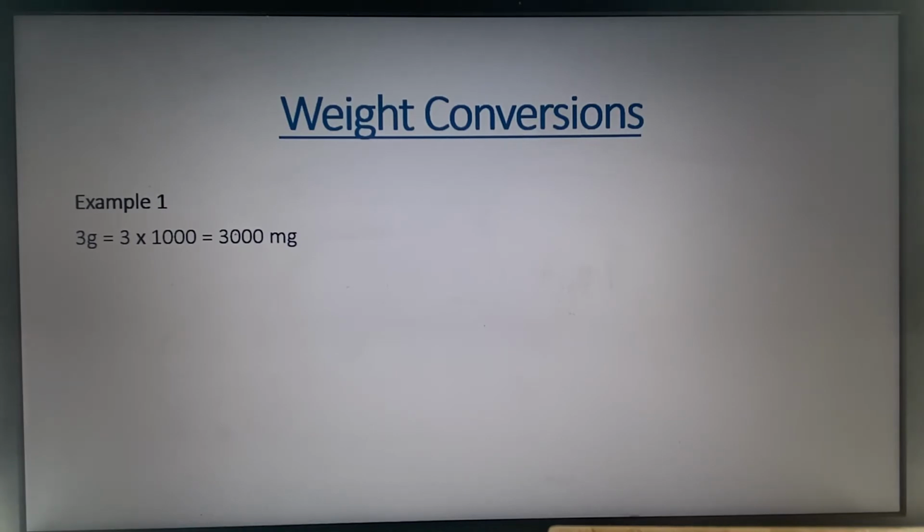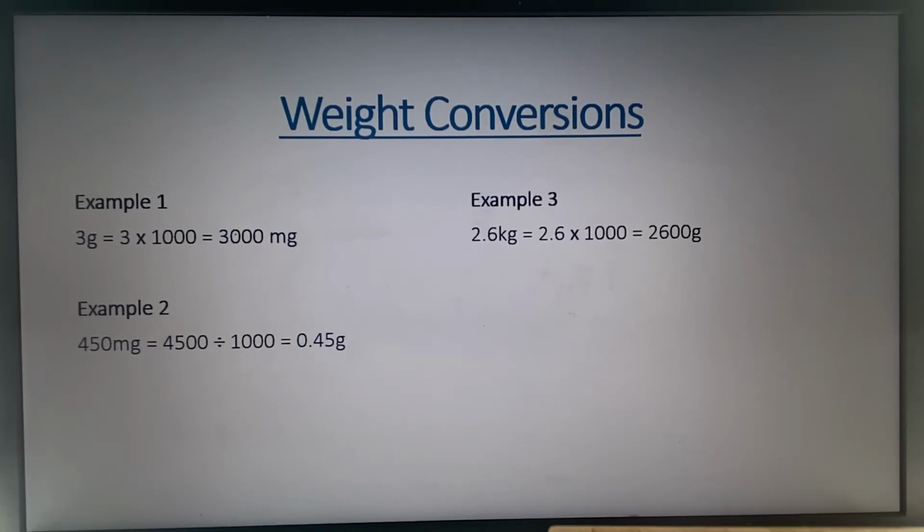Okay, so if we look at a few examples again, so 3 grams, if there's 1,000 milligrams for every gram, then multiply by 1,000 to get 3,000 milligrams. And back the way, to convert from milligrams into grams, then we need to divide by 1,000. So for this one, for instance, 450 milligrams, well, that's less than 1 full gram because it would need to be 1,000. So we're expecting an answer that's less than 1. So divide by 1,000 to get 0.45 grams.